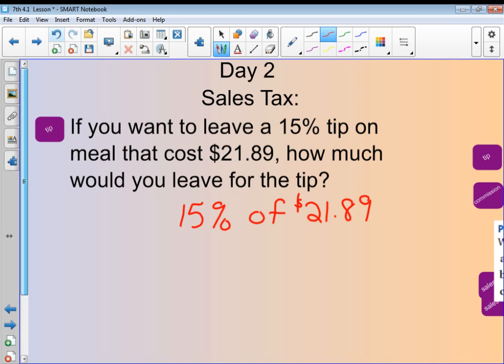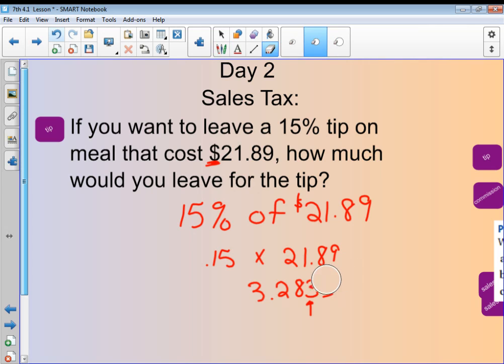Okay, so once again, same concept that we used before. We're going to change our percent to its decimal form. So 0.15 of means times 21.89. So 0.15 times $21.89 gives me this on my calculator, 3.2835. So once again, remember, we're working with money. We only want to see 2 places, so we look at the third place to say, will the 3 tell the 8 to become a 9 or stay an 8? It's going to stay an 8. So you would want to leave a $3.28 tip if you were going to leave exactly 15%.